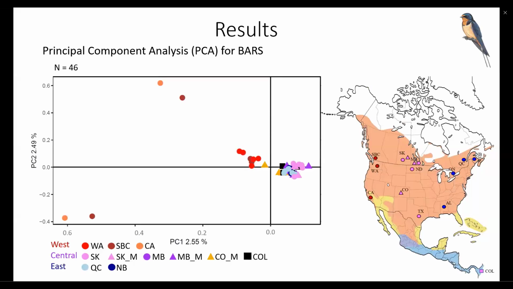This is principal component analysis for barn swallows using low coverage whole genome sequencing data. All circles represent breeding samples, triangles are migratory samples, and squares are overwintering samples. I also used different shades of red to represent west of the Rockies, purple for the central part, and shades of blue for eastern populations.